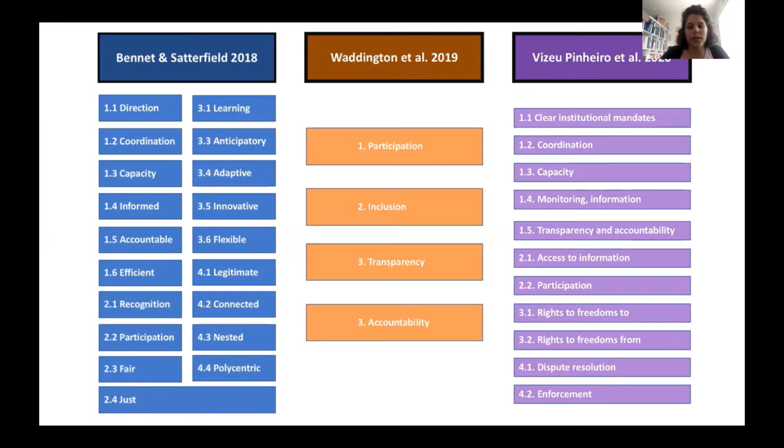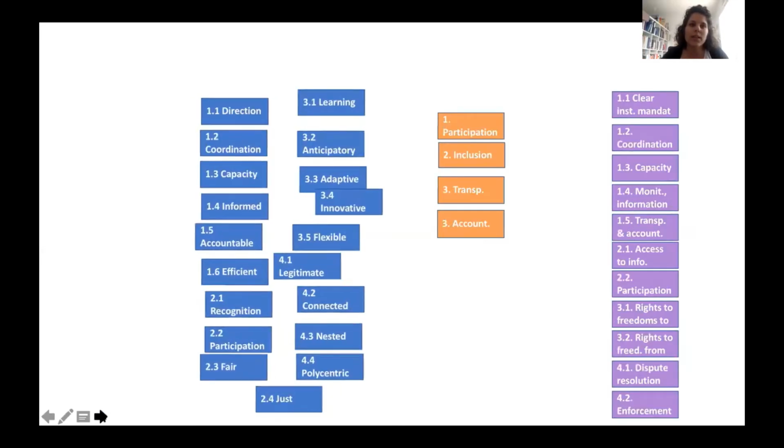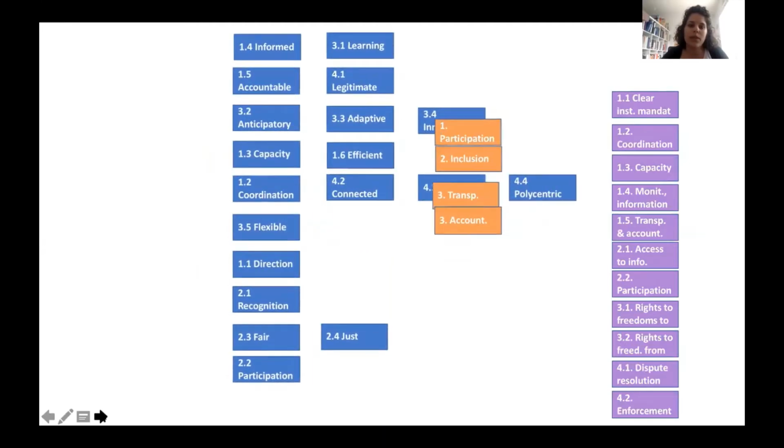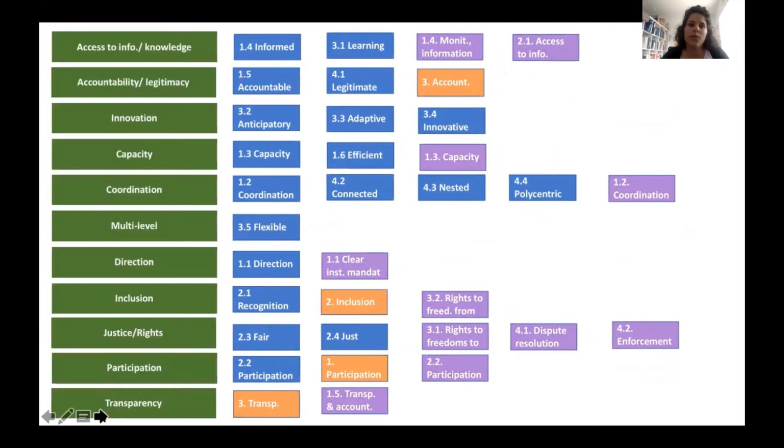So we end up with these items or criteria for each framework that you can see here in this figure. And what we did was a conceptual analysis by which we look at each concept that the framework provided, and we match the criteria that were similar among the same frameworks. So, for example, we consider that inform, learning, monitoring, and information and access to information belong to the same category of access to information and knowledge.